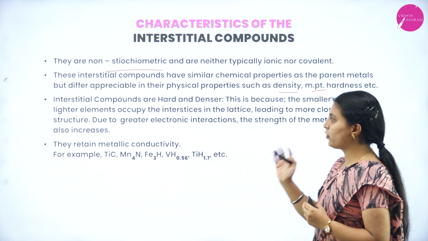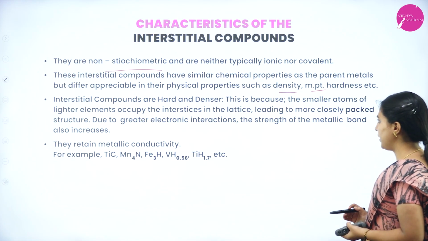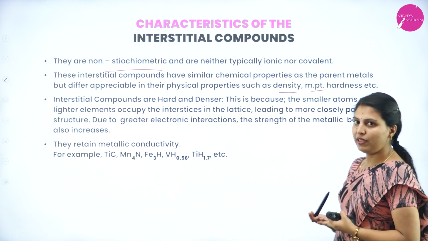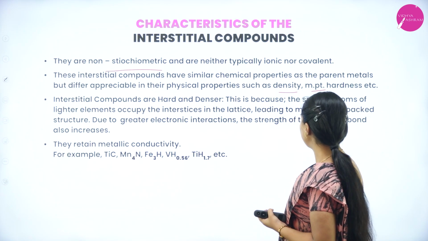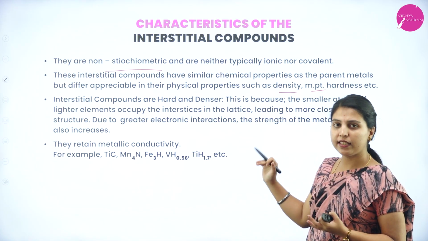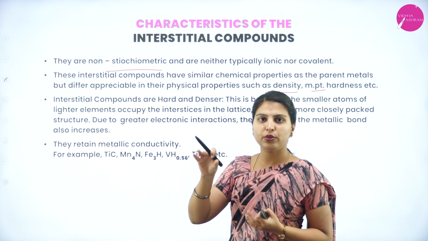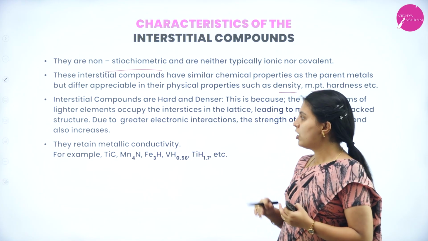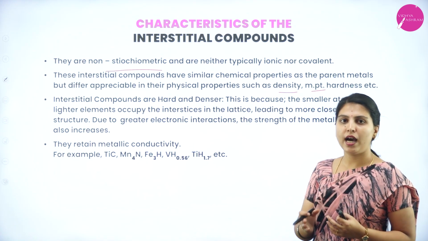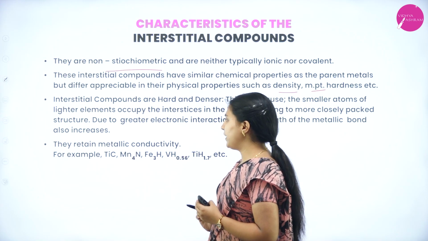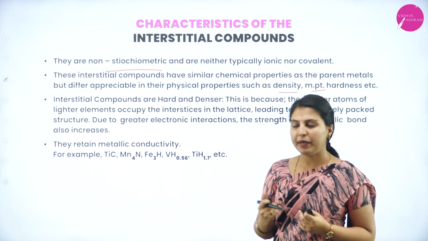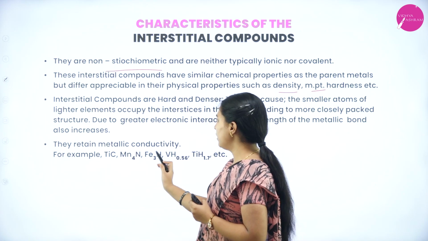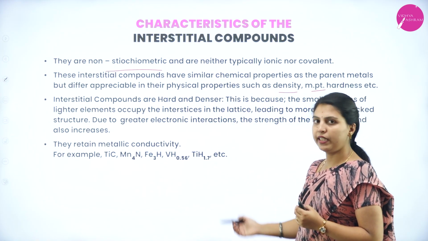This is because the smaller atoms of lighter elements occupy the interstices in the lattice, leading to a more closely packed structure. Due to the greater electronic interactions, the strength of the metallic bond also increases. Here, the trapped atoms also add density, and the electronic interactions are greater because there is no vacancy in between, only spaces. So its density increases and it becomes harder than before. They retain metallic conductivity. Examples: titanium with carbon, iron with hydrogen, and these are the various interstitial compounds.